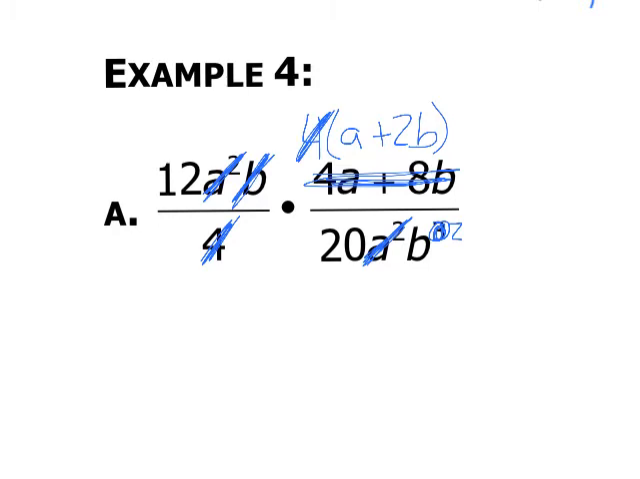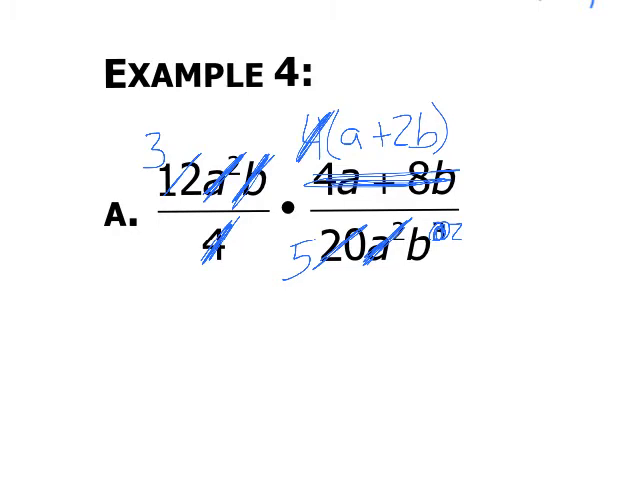12 and 20 will reduce, right? They don't come out nicely, but what can I take out of both of those? 4. So if I take a 4 out of 12, I'm left with 3. If I take a 4 out of 20, I'm left with 5. You can kind of see it gets a little messy as you're reducing, so you've got to be careful. You've got to make sure you leave stuff there that should stay there and get rid of stuff that shouldn't. Anything else anybody sees? We can always come back and do our double check at the end.